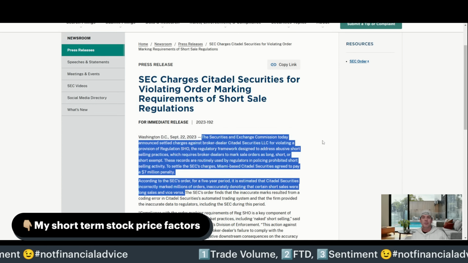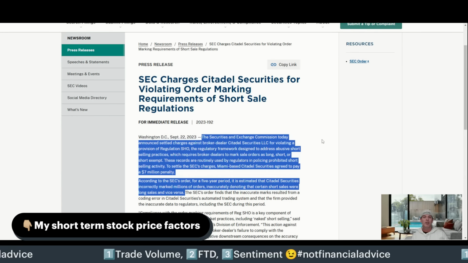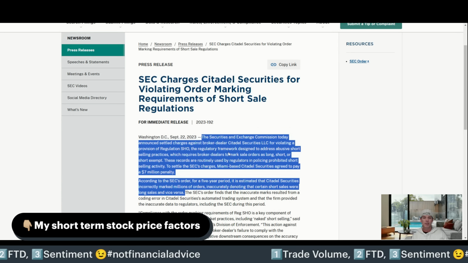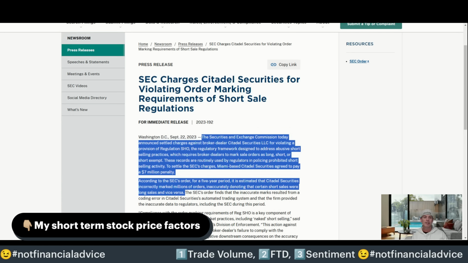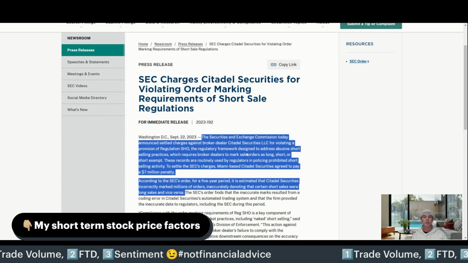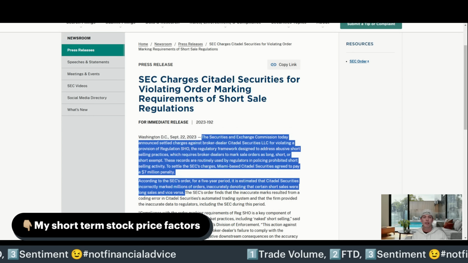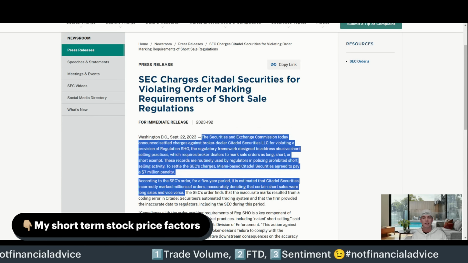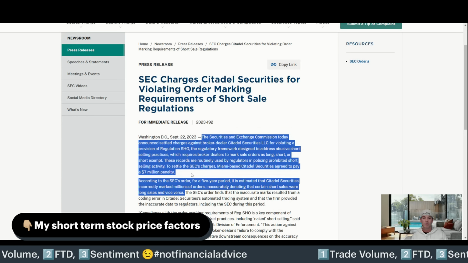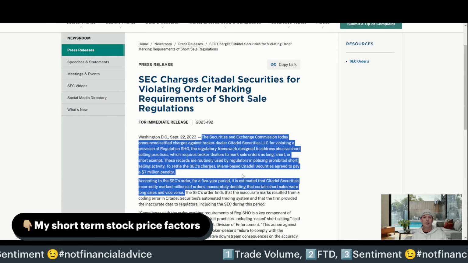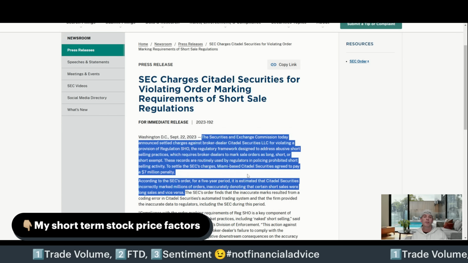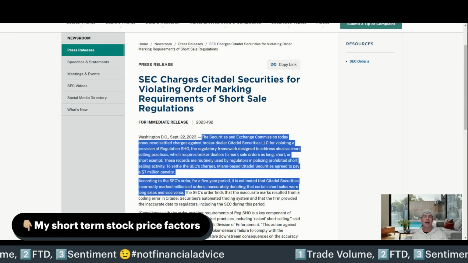SEC charges Citadel Securities for violating order marking requirements of short sale regulations. And I do want to read a little of this because they talk about broker-dealer Citadel Securities LLC violating a provision of Reg SHO. This is the regulatory framework designed to address abusive short selling practices. And so if we go a little bit further, to settle the charges, Citadel agreed to pay $7 million. Now, here's, according to the order, for a 5-year period.